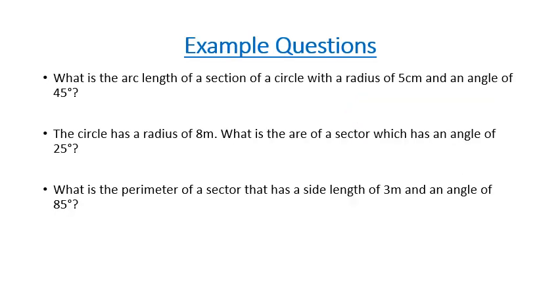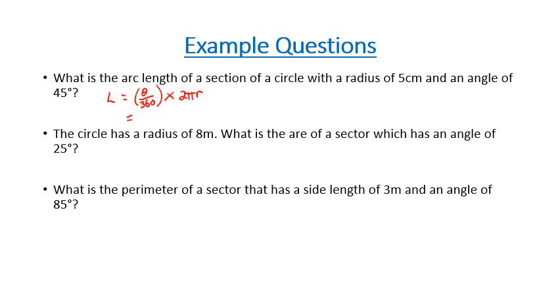So let's have a look at some example questions. In our first question it says, what is the arc length of a section of a circle with a radius of 5 centimeters and an angle of 45 degrees? Well, remember that our arc length, so L for arc length, is given by theta over 360 multiplied by 2 pi r, which is obviously the formula for the circumference of a circle.